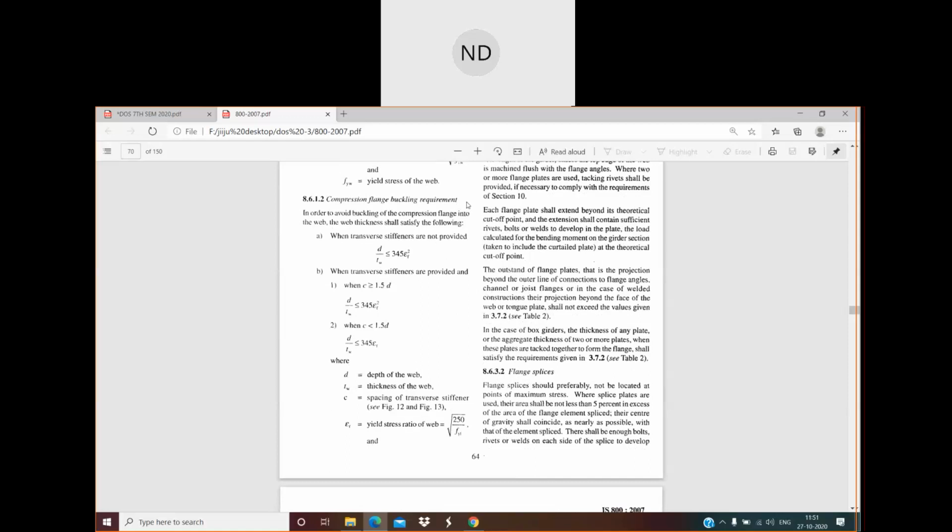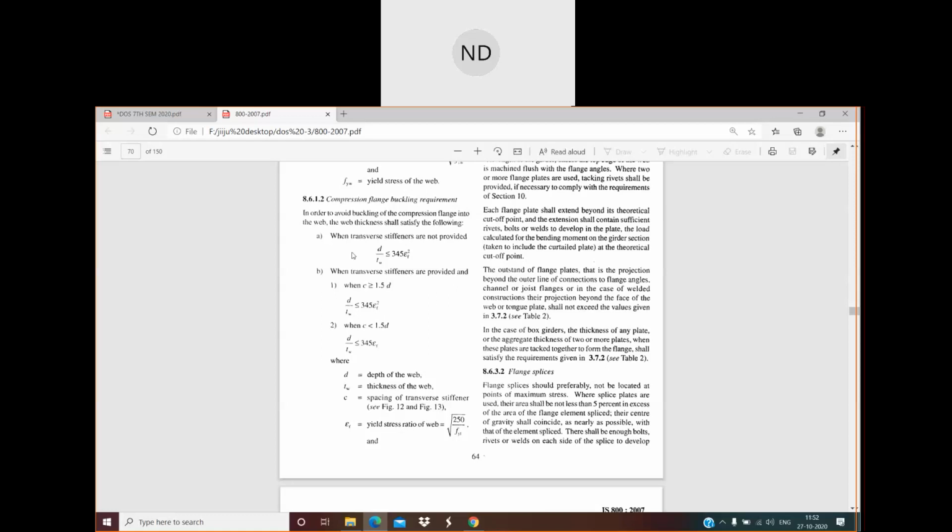Compression flange buckling requirement. In order to avoid buckling of the compression flange into the web stiffener, the web thickness shall satisfy the following. We had assumed a web thickness right at the beginning, so whether that is okay or not now, such that it can avoid the buckling of the compression flange. So that thickness can avoid the buckling of the compression flange. So this has to be checked.